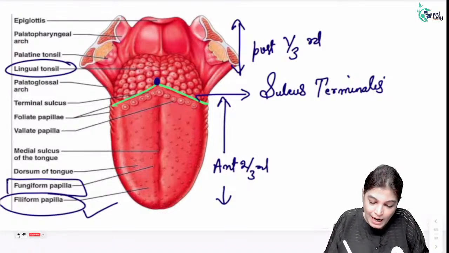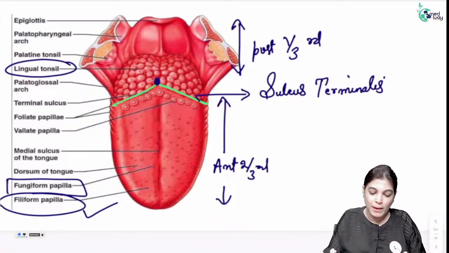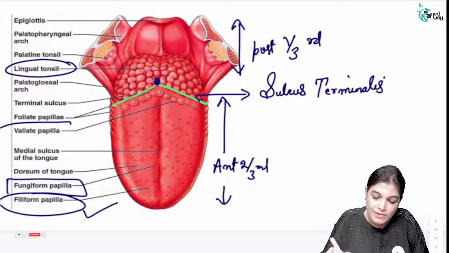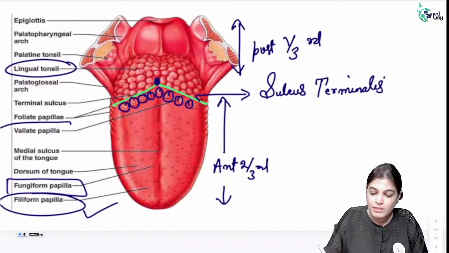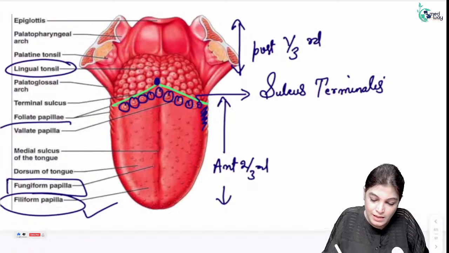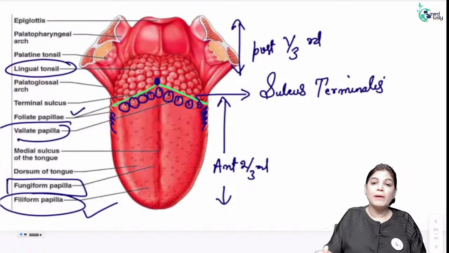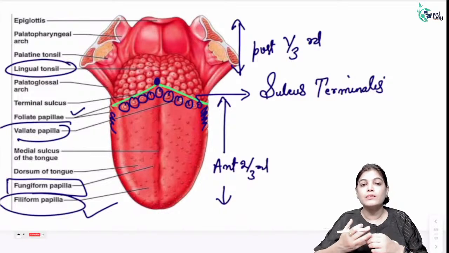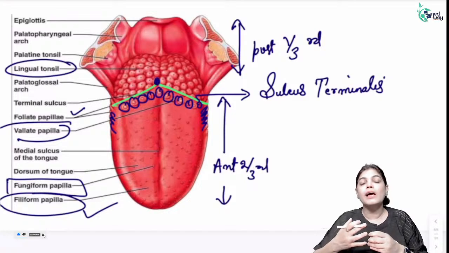Fungiform papillae are slightly larger than the filiform papillae, in between them. The vallate papilla, which is the circumvallate papilla, as you can see, is lying just anterior to the sulcus terminalis, and the maximum number of taste buds is there. This small one which you are seeing here is the foliate papilla, which is rudimentary; they have taste buds, but they are not functional in human beings.